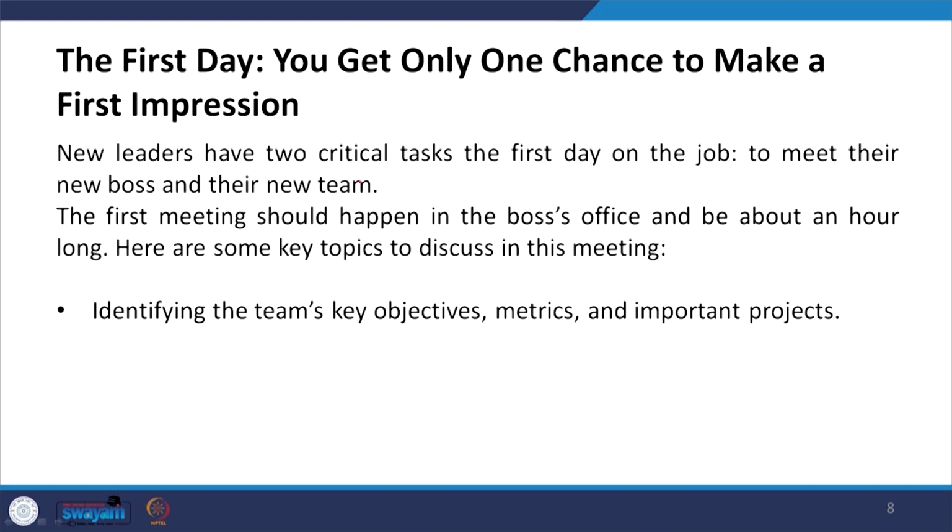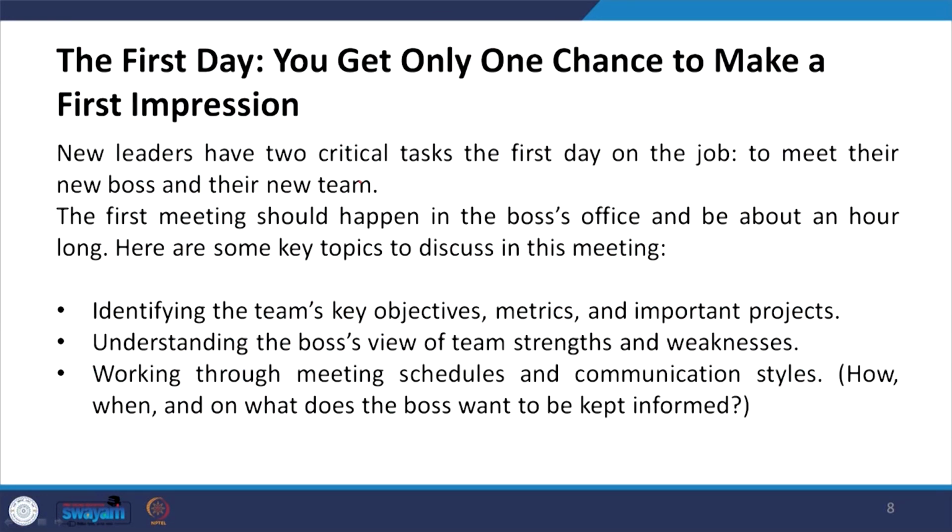If you get that full direction in this particular meeting, identify the team's key objectives, that is, what the key objectives are. Normally there will be 3, 4 or 5 maximum objectives which are expected from the leader, why he has been appointed, and the leader should be smart enough to understand these objectives, the metrics, and the important projects which he is expected to complete. Then, when you understand the boss's view, your meeting schedules and communication styles, through this meeting you will also get to know your boss.